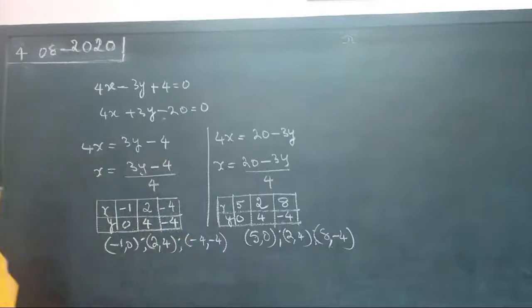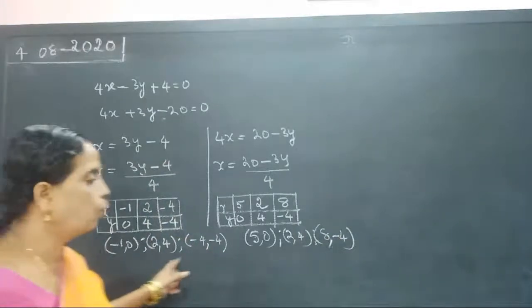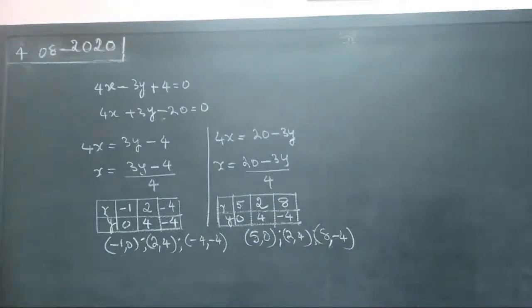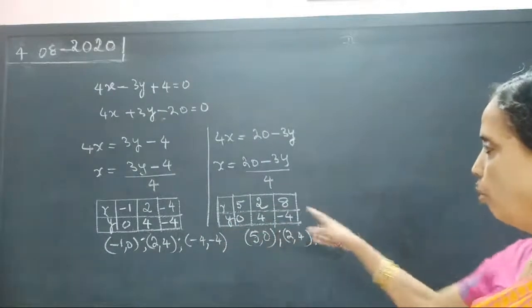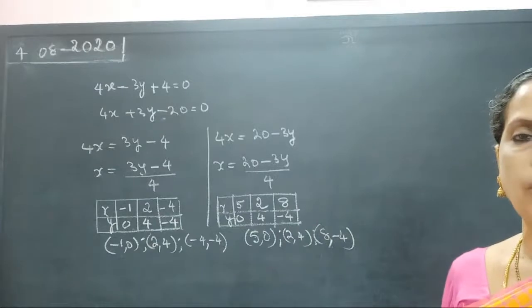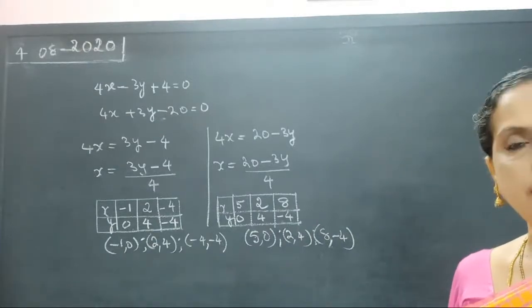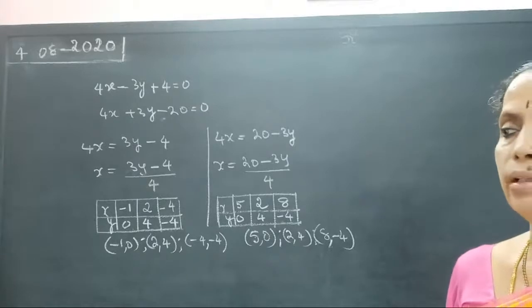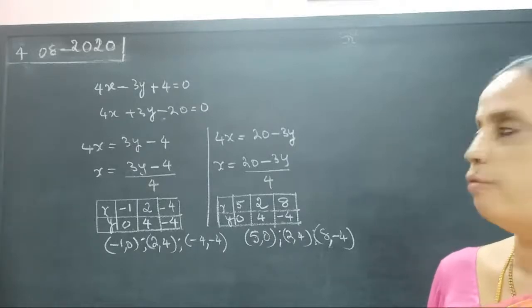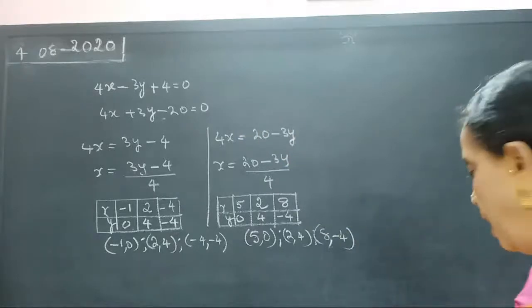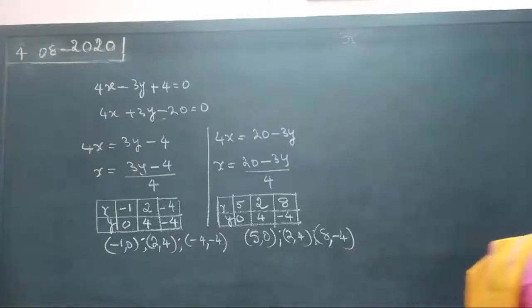So the solution of the equations is 2 comma 4, because that ordered pair 2 comma 4 is in both the tabulated columns. You will get a unique solution, that means intersecting lines. We require the vertices of the triangle so formed by these lines along with the x-axis. So now take the scale.